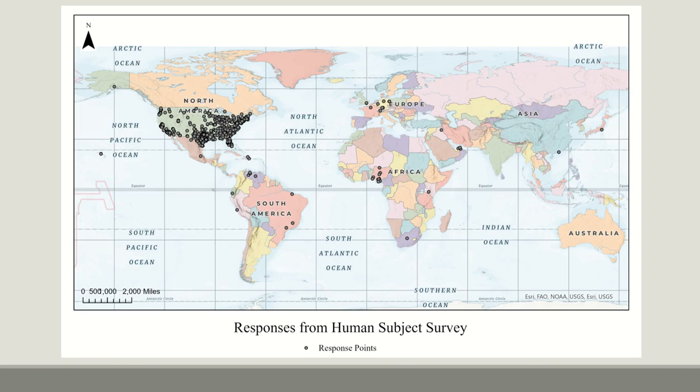Now for the results. This is a map of all the responses that were collected for this project. You can see that Alaska and Hawaii were there, however those were indeed bots. And there are quite a few responses from other countries, however these were also bots as well.